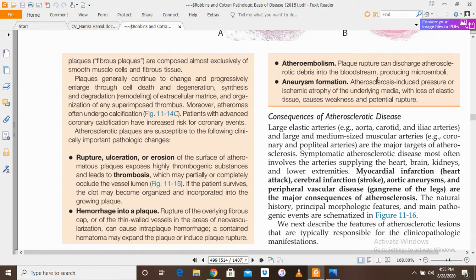One important point which I want to highlight is you should be able to differentiate between an atheroembolism and thromboembolism. Rupture of a thrombus which disturbs the blood flow is called thromboembolism, and rupture of a plaque that releases its necrotic material into the lumen and disturbs the blood flow is an atheroembolism. Okay.